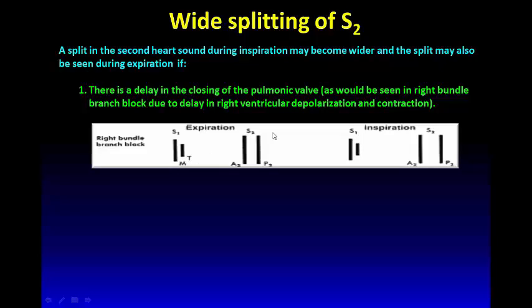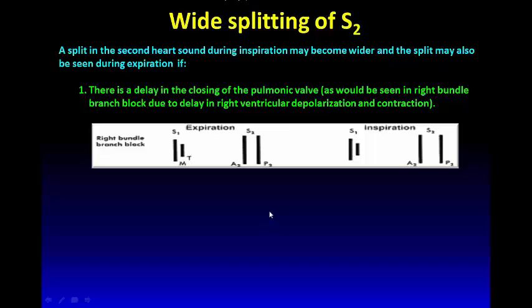So here we have the wide splitting of the second heart sound during inspiration, and this is the splitting of the second heart sound which is heard also during expiration, in cases of right bundle branch block. Remember the right bundle branch, this is a branch of the AV bundle, the bundle of His, and this is the bundle which is responsible for the depolarization of the right ventricle.